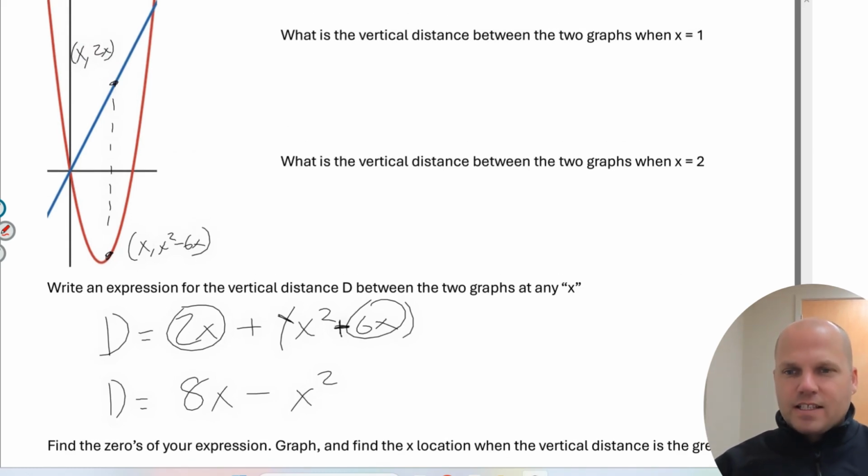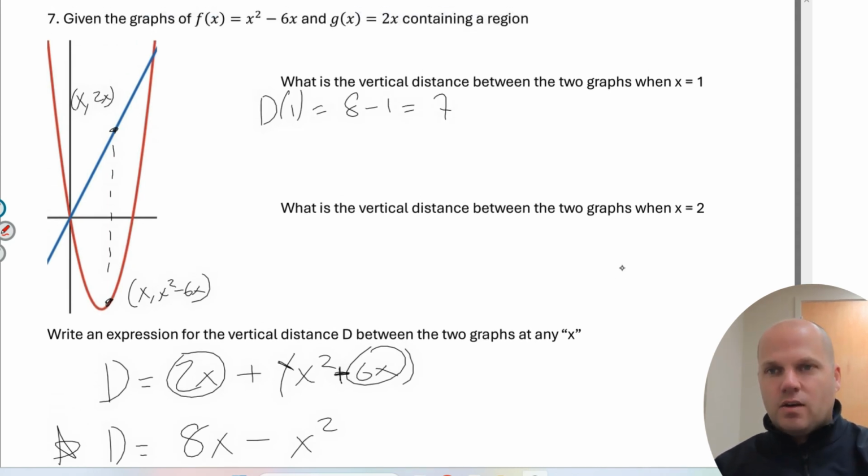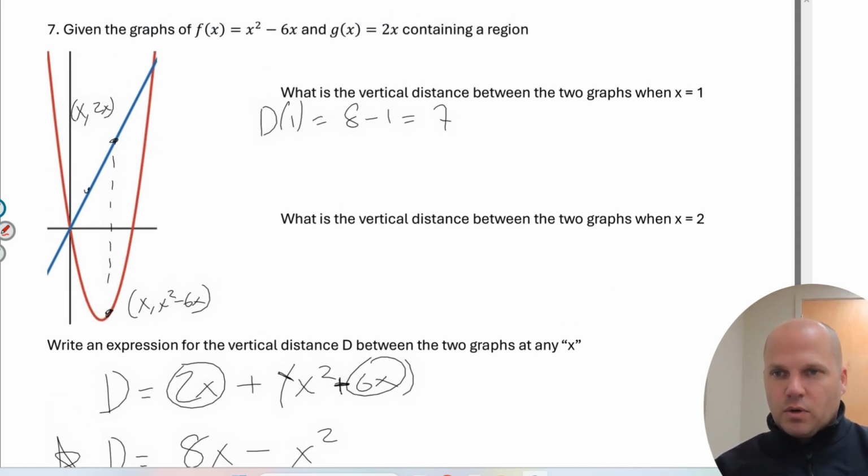And now what we realize is this is the distance for any x. So the distance when x is 1 will be 8 minus 1, 7. Go ahead and plug in 1 if you wanted to. If you plugged in 1, you got 2. If you plugged in 1, you got negative 5.